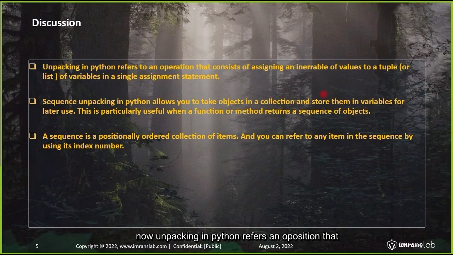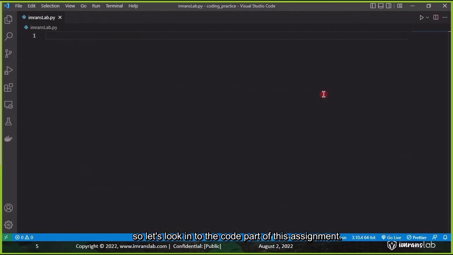Now, unpacking in Python refers to an operation that consists of assigning iterables of values to a tuple, which could then later on be assigned to different variables. Now, what would this look like in code? So let's look into the code part of this assignment.